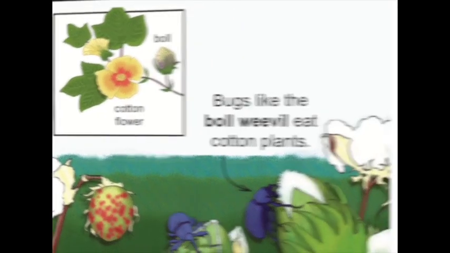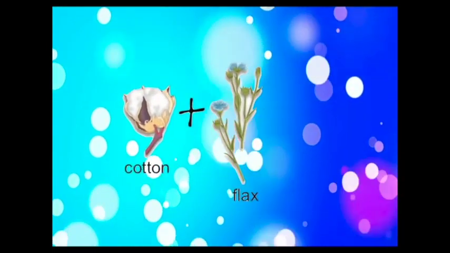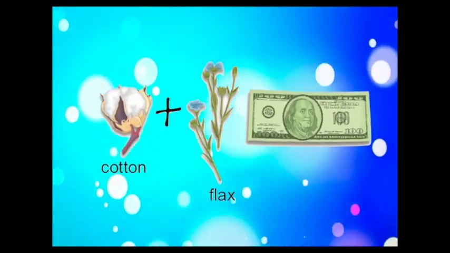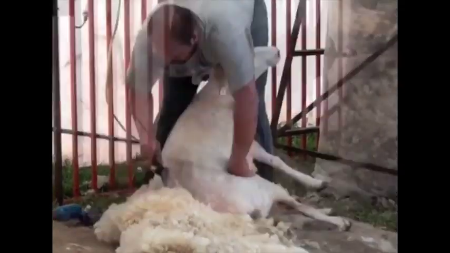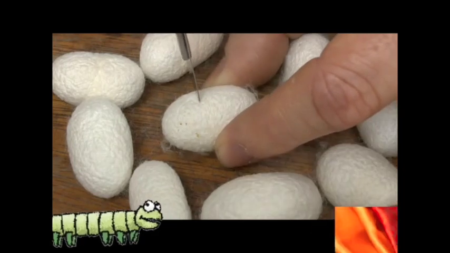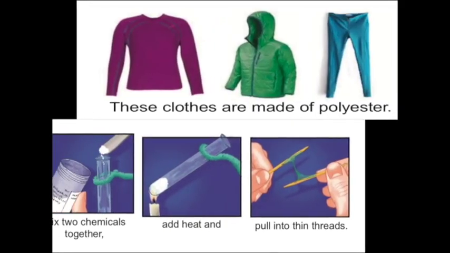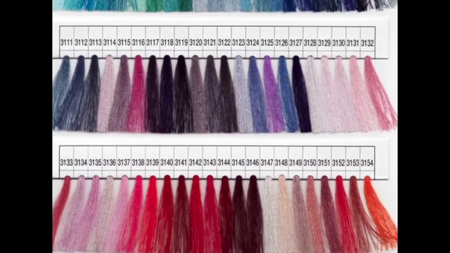Fibers come from plants and animals. Cotton and flax grow on plants. Cloth is made from cotton and flax fibers. Sheep make wool. Silk comes from caterpillar cocoons. People also mix chemicals to make fibers like polyester. Next, we want color.